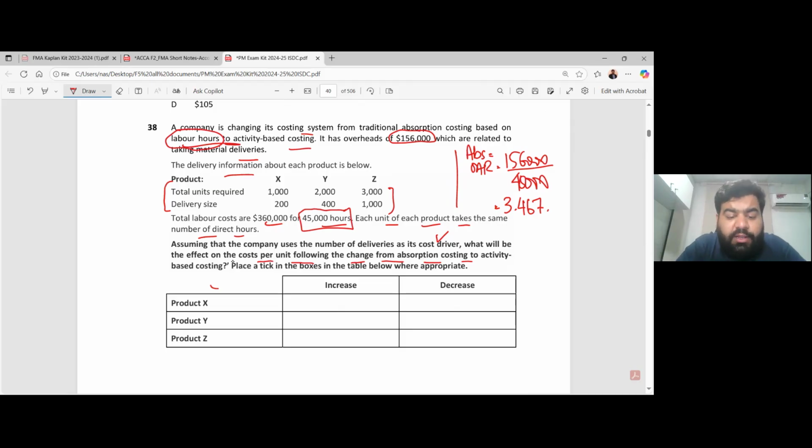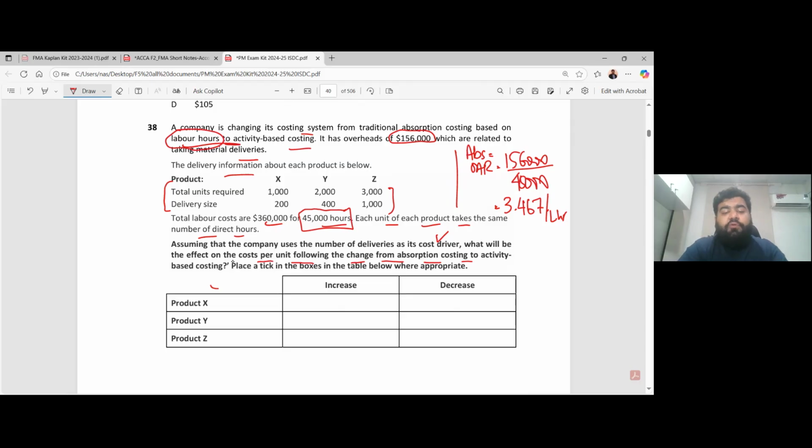Now, the main issue is that we have calculated this with labor hour as a base, but the labor hours per unit are not given in the question. There is an issue, because if OAR is 3.467 per labor hour, then for all the products X, Y, and Z we need some labor hours per unit. If the labor hours per unit are not given, we can't calculate production overhead per unit.